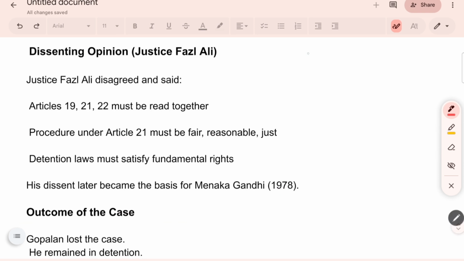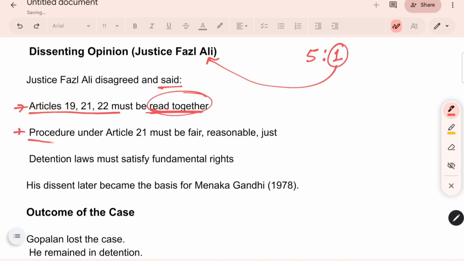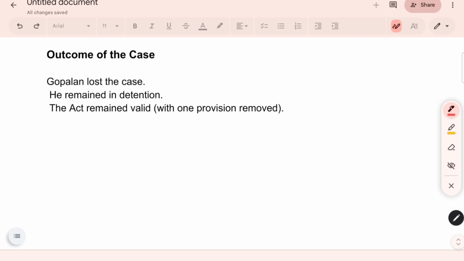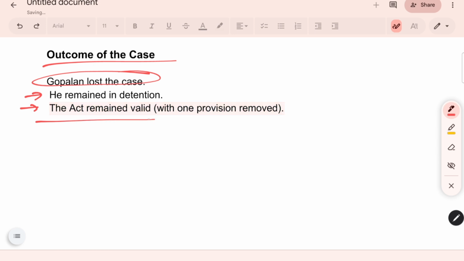The majority was 5:1. The one dissenting judge was Justice Fazal Ali. He said that Articles 19, 21 and 22 must be read together. Procedure under Article 21 must be fair, reasonable and just. And he said that a detention law must satisfy fundamental rights. The outcome of the case was that Gopalan lost his case. He remained detained and the Act remained valid.